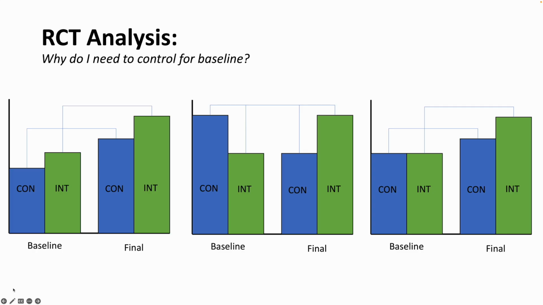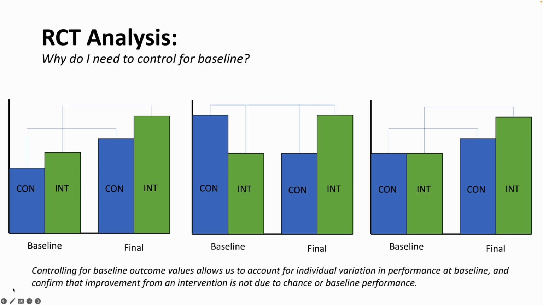and then we can actually show that there was a greater improvement of the intervention versus the control. But this is what we're trying to do within an RCT: we want to be able to control for the fact that both groups have similar baseline values in order to identify whether the intervention did indeed lead to improvements relative to the control group. And so this is why it's always important for us to control for baseline outcomes, as it will allow us to account for individual variation in performance at baseline, and it'll help confirm that improvement from an intervention is not due to chance or baseline performance.